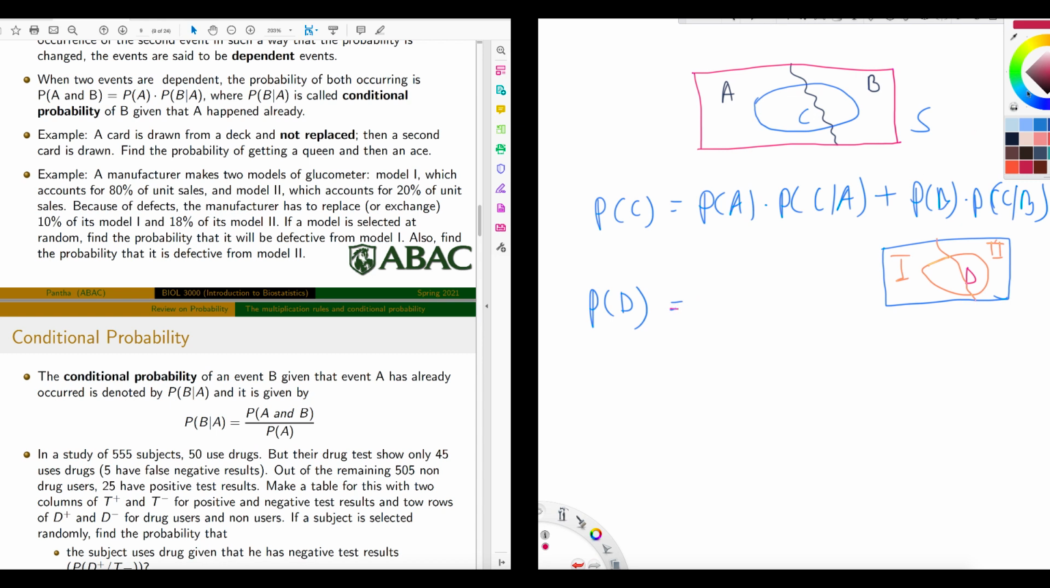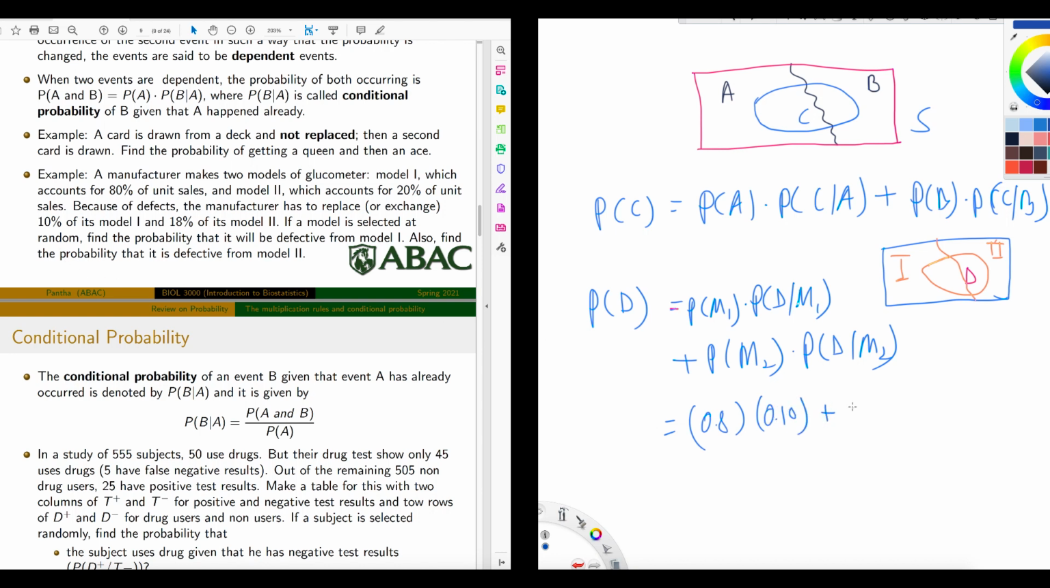So what is the probability of defective in this case? It is probability of model 1 times probability of defective in model 1, plus probability of model 2 times probability of defective in model 2. The probability of model 1 is given as 80%, so 0.8, times the probability of defective in model 1, which is 10%, 0.10. Plus probability of model 2 is 20%, 0.2, times probability of defective in model 2, which is 0.18. That's what was given.